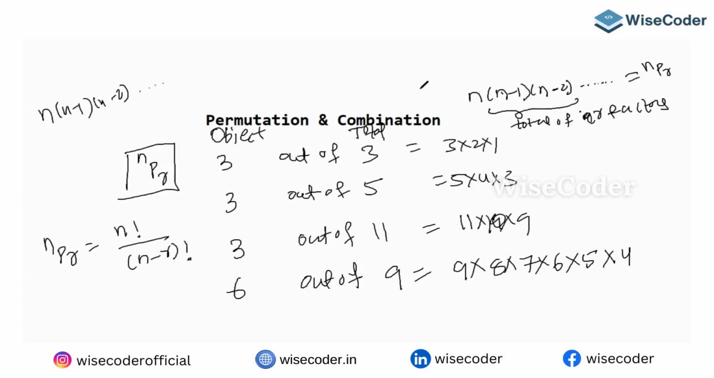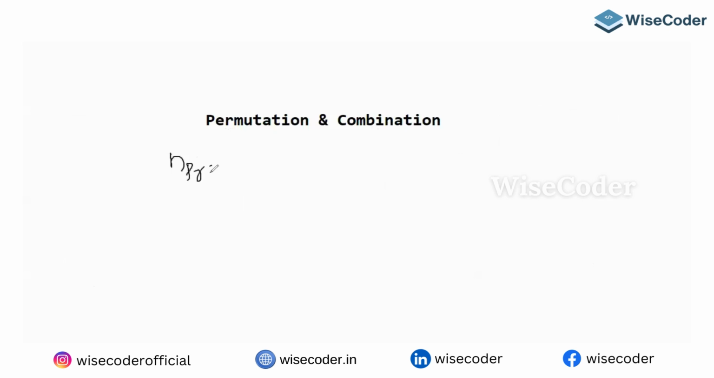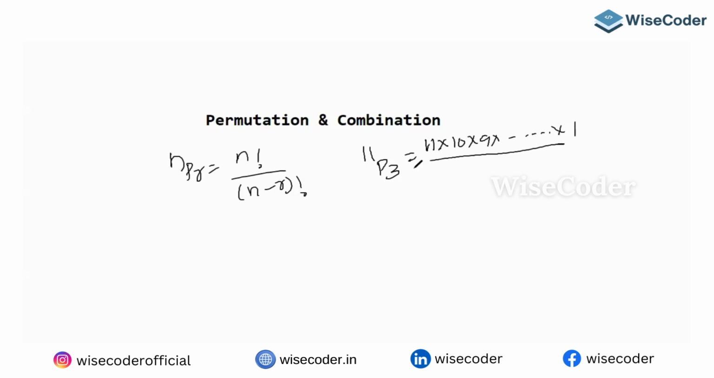So nPr is equal to n factorial by n minus r factorial. If you want 11P3, how are you going to write it? Generally you need to write 11 into 10 into 9 and so on up to 1, divided by n minus r factorial. So you have to write till where? What is n minus r, guys? So you have to write 11 factorial.